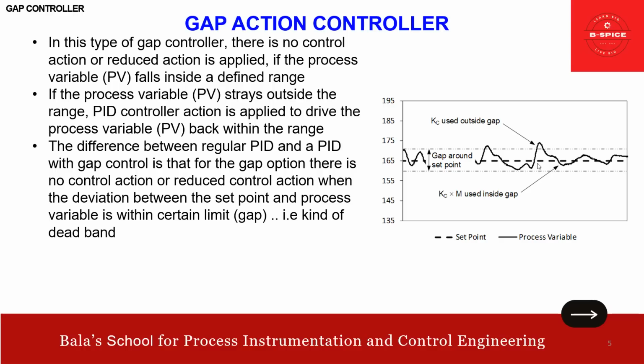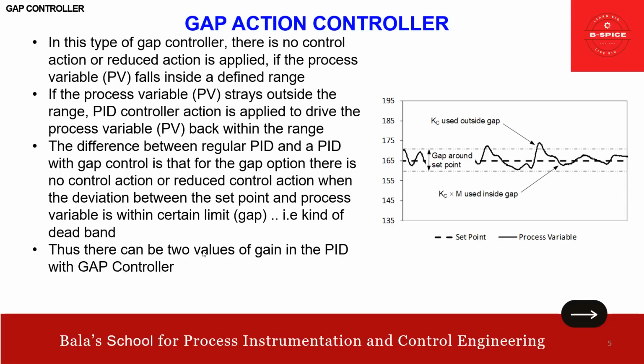Another point is the difference between the regular PID and the PID with gap control: for the gap option, there is no action or reduced control action when the deviation between the set point and process variable is within a certain limit. So the point is there are two values of gain. One is the normal PID, the other is this value. So there can be two values of gain in the PID with gap controller. You got it, friends? Anything, you can write to me. So this is about the gap action controller.